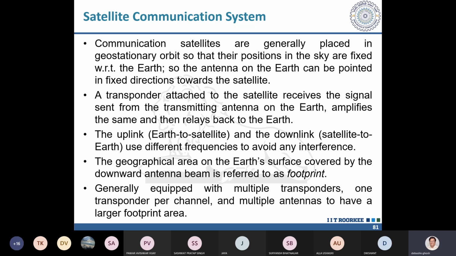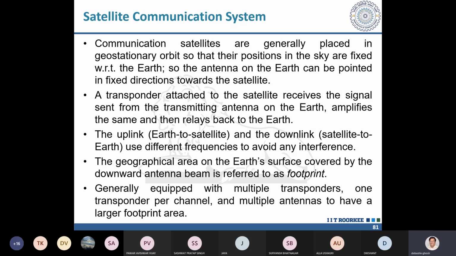But for that link, as you have understood by now, I have to have a particular frequency allocated for the uplink, and I have to allocate another frequency for the downlink. So two different frequencies are used for uplink and downlink. Again, this frequency division multiplexing comes into the picture here. The transponder will collect the signal with some frequency and relay it back to the Earth at some other frequency. So it will do demodulation, modulation, all these things.